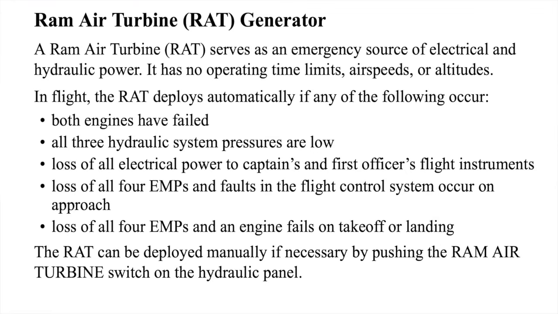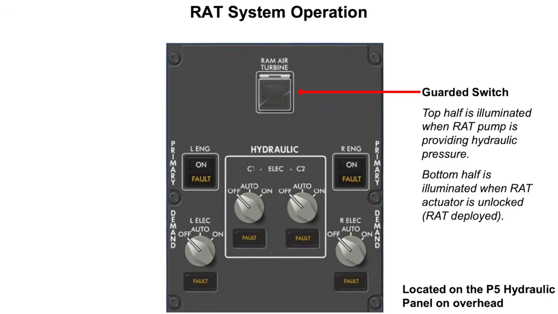Let's have a look at the reasons for RAT deployment. The RAT serves as an emergency source of electrical and hydraulic power, and there are no operating time limits or airspeeds or altitudes. Firstly, manual deployment. Captain or first officer need to just press the switch on the overhead hydraulic panel, and the RAT is deployable even when the airplane is on the ground.